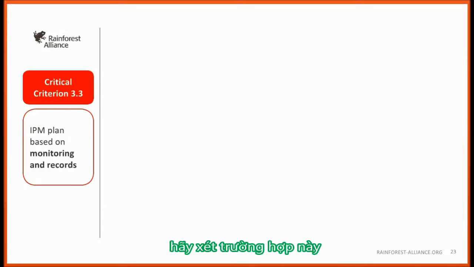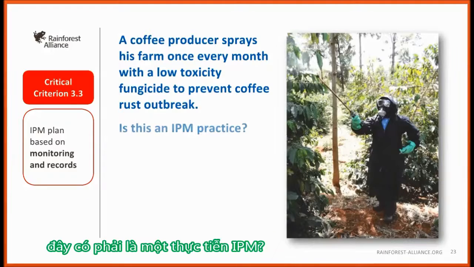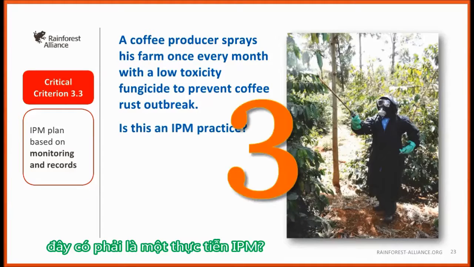Let's look at this case. A coffee producer sprays his farm once every month with a low toxicity fungicide to prevent coffee rust outbreak. Is this an IPM practice?